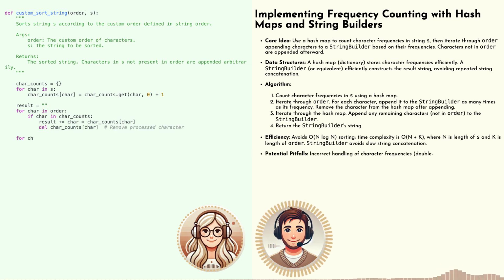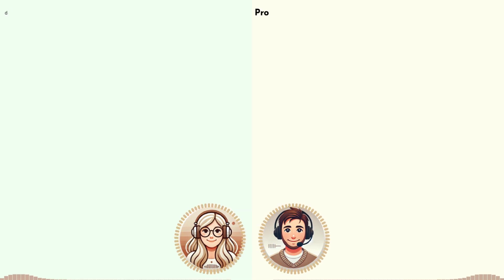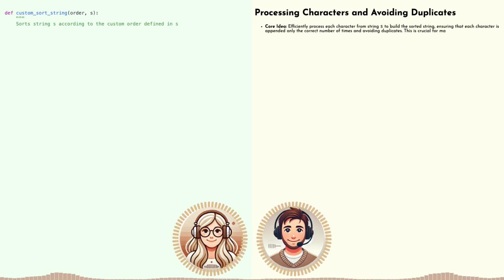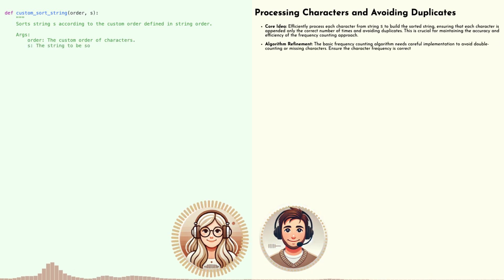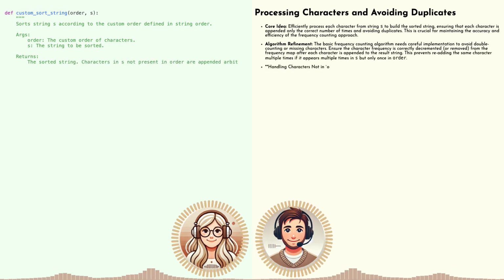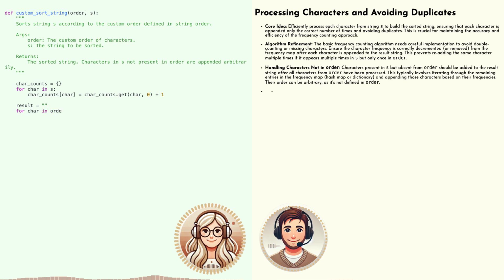So we've got our frequency map, and we know we need to build the string efficiently. Any hints on how we could do that? I'm thinking we need to minimize the overhead of constantly creating new strings as we add characters. What tools can help us with that? Are we talking about something like a string builder? You got it. A string builder avoids the performance hit of creating new string objects every time we add a character. It lets us modify the string in place.